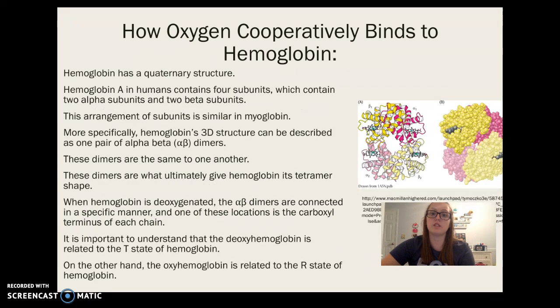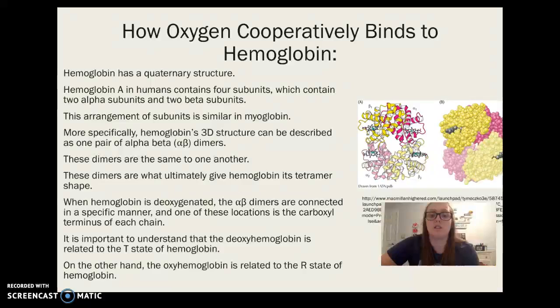Okay, so how oxygen cooperatively binds to hemoglobin. Hemoglobin has a quaternary structure, which you can see in the figure to the right. Hemoglobin A in humans contains 4 subunits, which are 2 alpha subunits and 2 beta subunits. This arrangement of subunits is similar in myoglobin. More specifically, hemoglobin's 3D structure can be described as one pair of alpha-beta dimers. These dimers are the same as each other. These dimers are what ultimately give hemoglobin the tetramer shape.